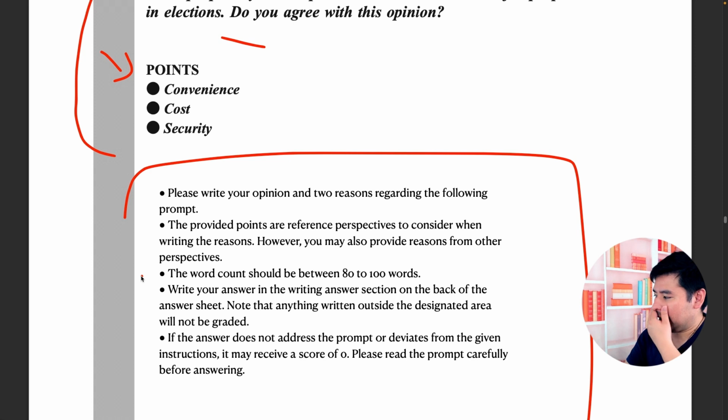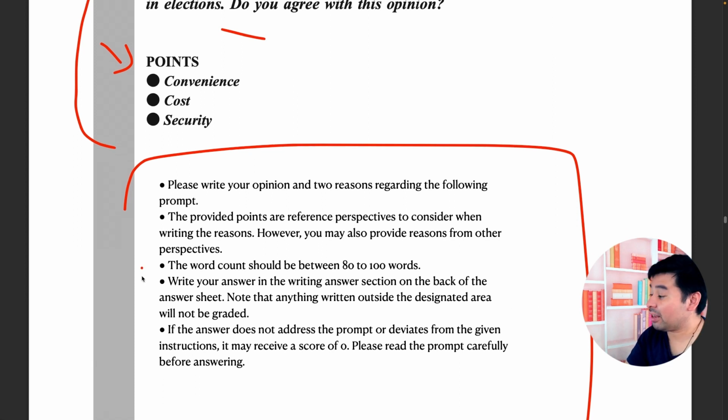The word count should be between 80 to 100 words. So from 80 words to 100 words. So that's the number. So you have maybe 80 words, I don't know, maybe 15 lines, 20 lines, I'm not sure exactly, but at least 80 words, okay? Write your answer in the writing answer section on the back of the answer sheet. Note that anything written outside the designated area will not be graded.